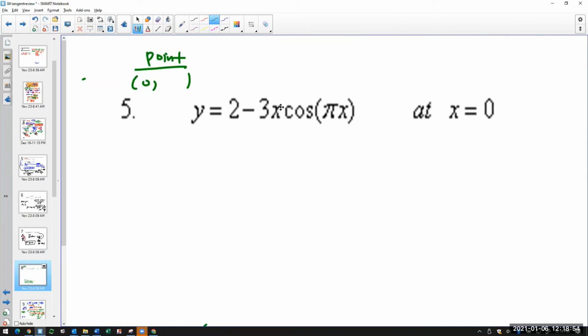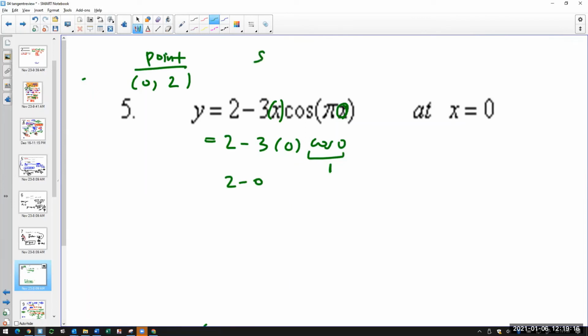All I do is plug in 0 here, plug in 0 here. So what I get is a y value of 2 minus 3 times 0. That's not 30, because they're multiplying by 0, times the cosine of 0. This is actually 1, but this is 0 times 1 times 3. So what you get is 2 minus 0, which is 2. All right, so there's your x and your y.